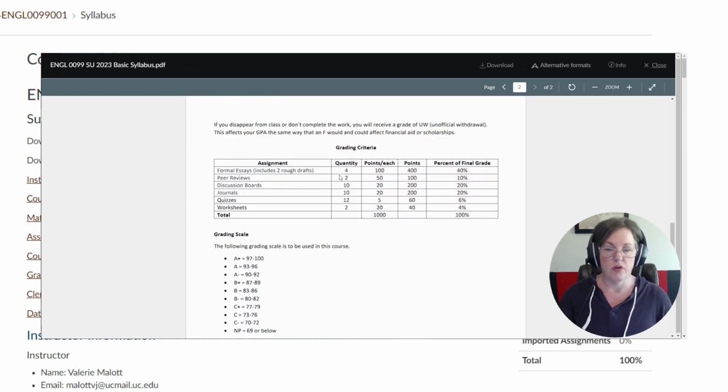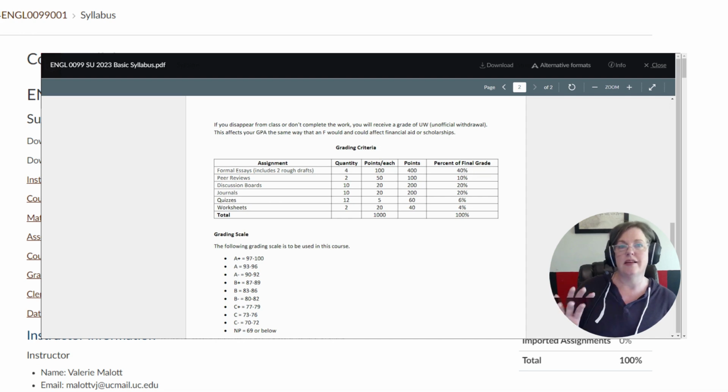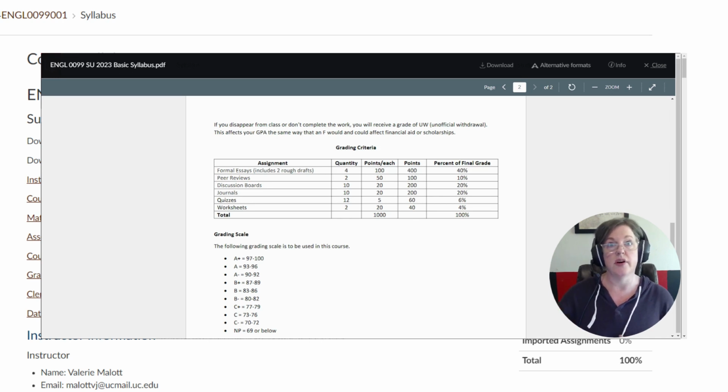Of course, there's a chart here with the grading criteria. You will be writing 4 formal essays, and that includes 2 which will have rough drafts. The points for that are 100 each, totaling 400 points, and that will be 40% of your final grade. I think this is information that's really important for students to understand. Sometimes they get in a panic because they treat all assignments equally, whereas I actually weight the assignments. So the ones that are the most important, that is, those 4 formal essays, receive the bigger percentage of the final grade.